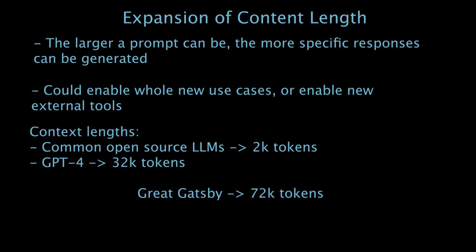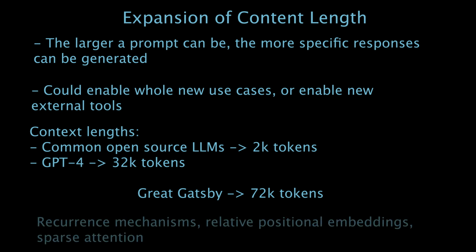Common open-source LLMs have a context length around 2,000. The current GPT-4 model has a context length of 32,000, and for reference, the Great Gatsby is 72,000 tokens. Much of the increase in context length thus far has been due to a combination of growth in model size, as well as modifications to the transformer architecture. Themes of these modifications include recurrence mechanisms, relative positional embeddings, and integrating sparsity into attention.